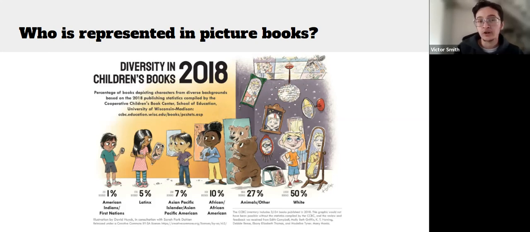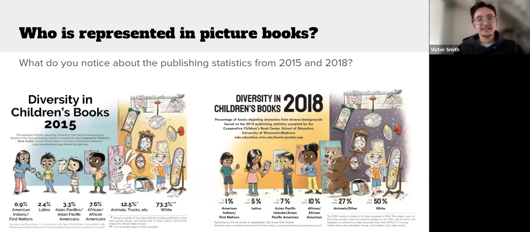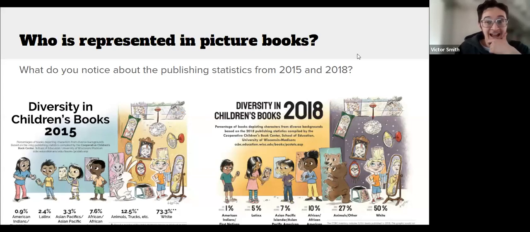And that's why our work with bringing diverse picture books into our classrooms is pivotal to growing empathy and collaboration skills with our students. Yes. So here are the statistics and the infographics together. And just 30 seconds, what do you notice that has changed or not changed from 2015 to 2018?